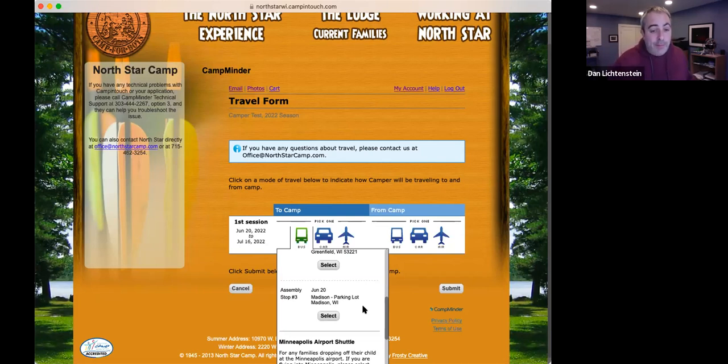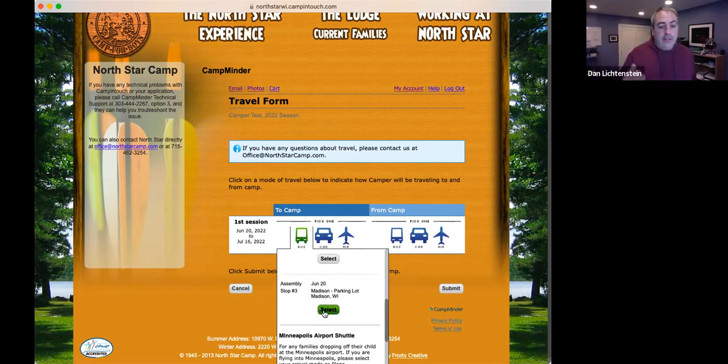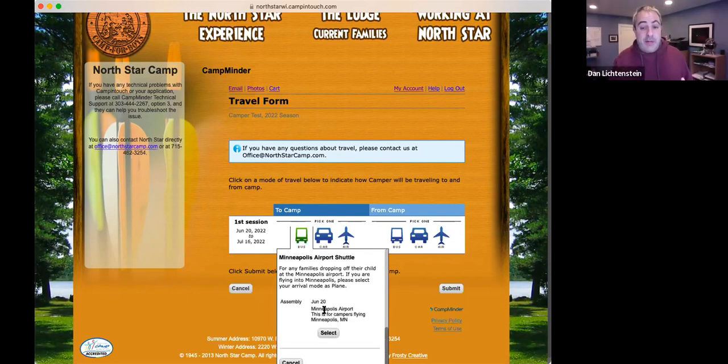There is also a Minneapolis option for the airport shuttle. The reason you would select the Minneapolis airport shuttle is if your camper is going to be brought to the airport, whether you are a local of Minneapolis or a parent that is flying in a day or multiple days ahead of time to spend some time with your camper in Minneapolis, and you're going to bring them to the airport. And we are not going to meet them at their flight. That is why you would select the Minneapolis airport shuttle. So those are the reasons you would select the bus option.